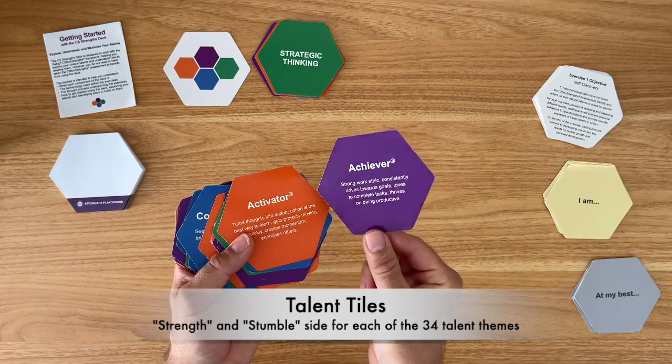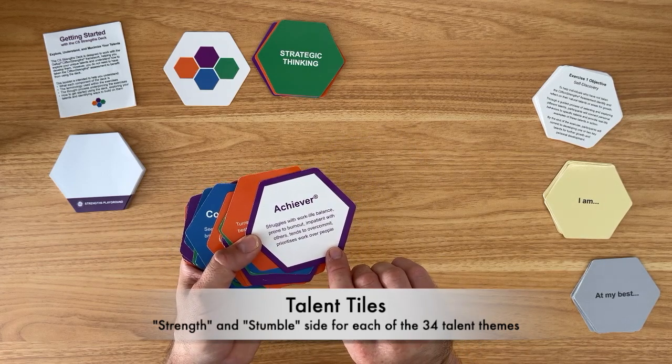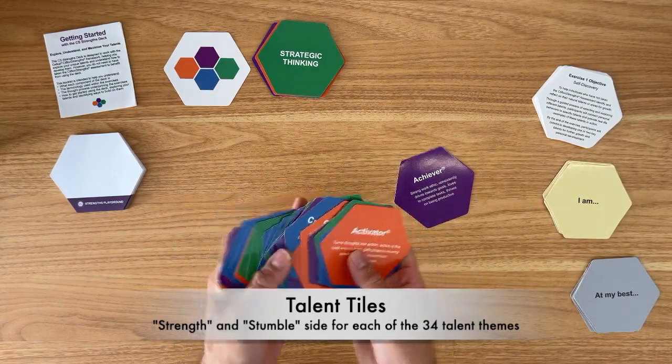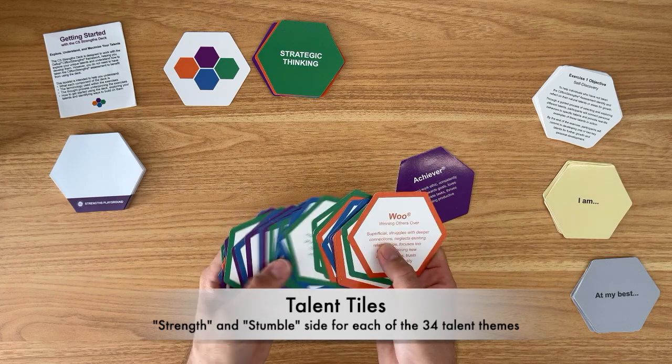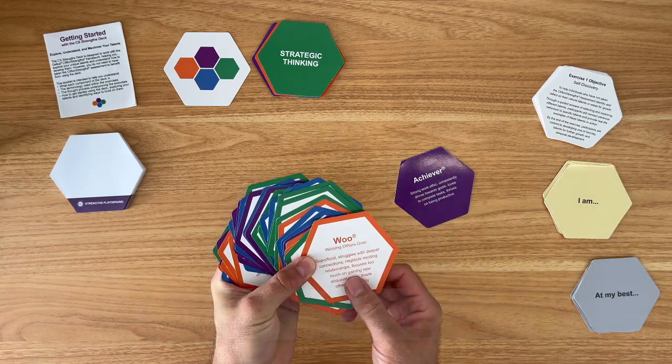Yeah, when it's working as a strength, or when it's tripping you up, maybe overdoing it, going rogue. And each tile has that strength and the stumble side. And you can see split up into the 4 domain colours.